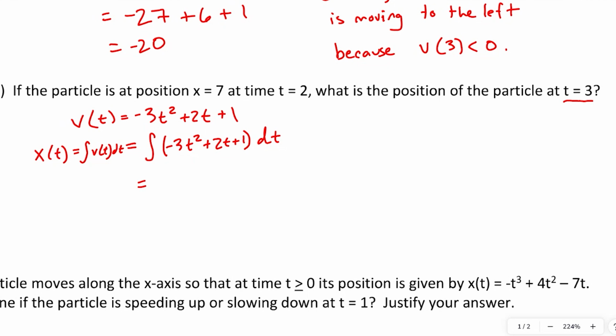Okay, so let's go ahead and integrate. We're going to use that power rule to do this. So we've got negative 3 times t cubed over 3, and 1/3 times negative 3 is just negative 1. So it's going to be minus t cubed. Okay, plus t squared times a half, so 2 times a half is 1, so that's just going to be t squared. Plus t. And then plus c. So here is my position function.